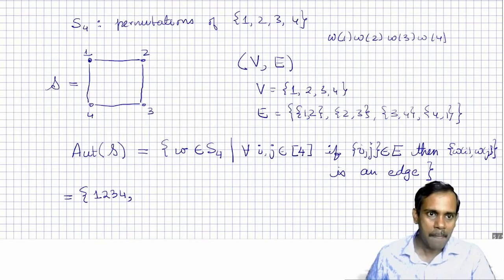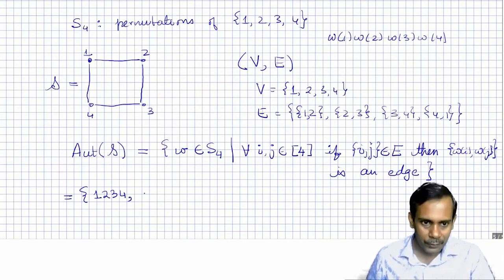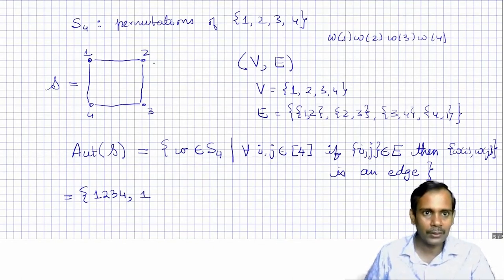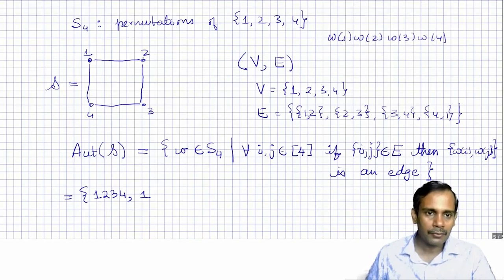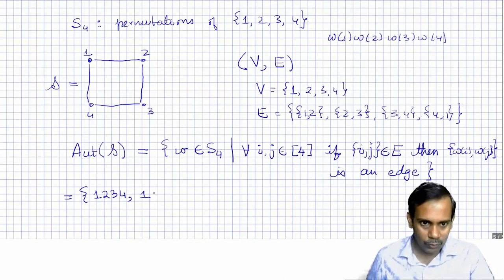So if we fix 1, 1, 2 is an edge. So 2 cannot go to 3 if 1 goes to 1. So we are assuming that 1 goes to 1. If 1 goes to 1, 2 cannot go to 3 because 1, 2 is an edge, but 1, 3 is not an edge. So it would violate this condition which defines Aut S. But 2 can go to 4 because 1, 2 is an edge, well, 1, 4 is also an edge. So we can do 1, 4. And 3 will have to stay where it is. 4 will come to 2.